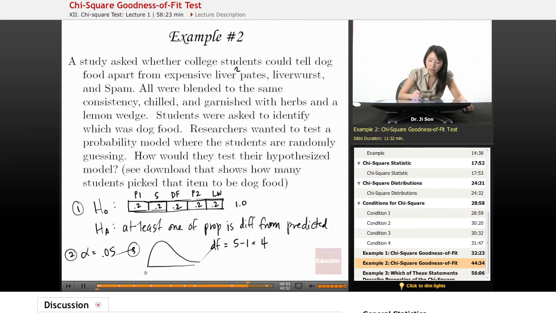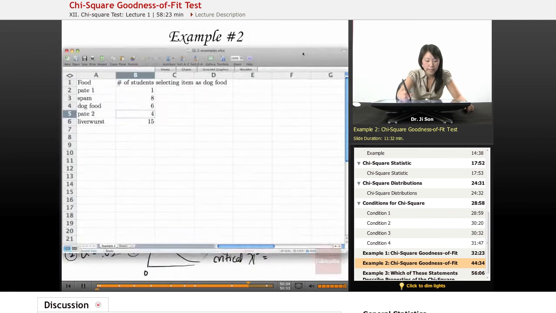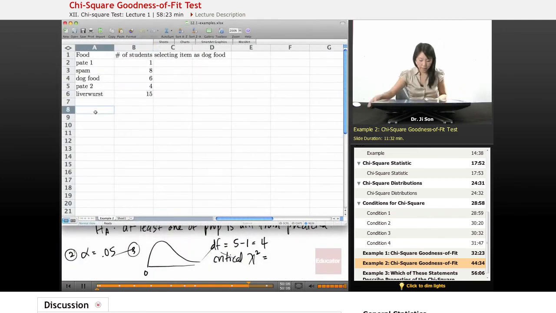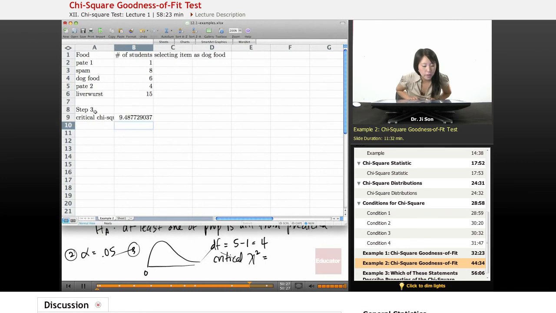Okay, so what is our critical chi-square? Well, if you want to pull up your Excel data, here I'm just going to start off with step 3. In step 3, our critical chi-square, in order to find that, we could use CHISQ.INV, put in the probability that we're interested in, and our degrees of freedom, which is 4. And so our critical chi-square is 9.449.